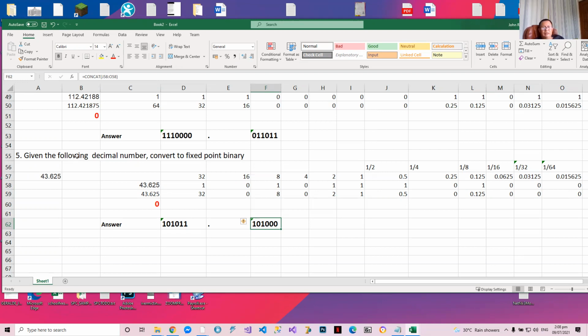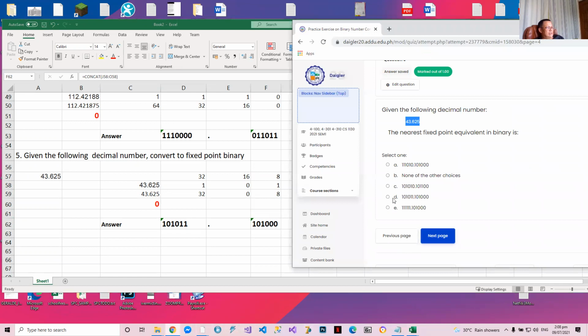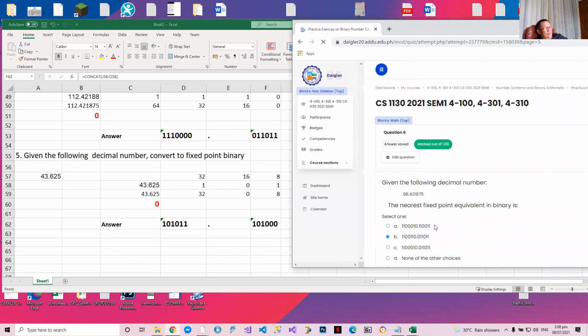Any questions so far? Okay. Number 6. This is our answer anyway. We'll answer this. The answer is 101011. There's only one of that, and 101000. So this is it. Now this is letter B. Any questions? We proceed to the next.